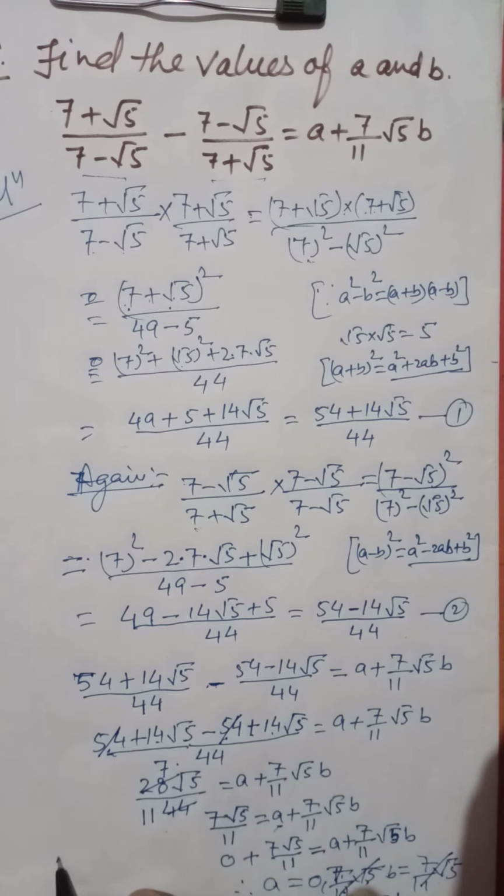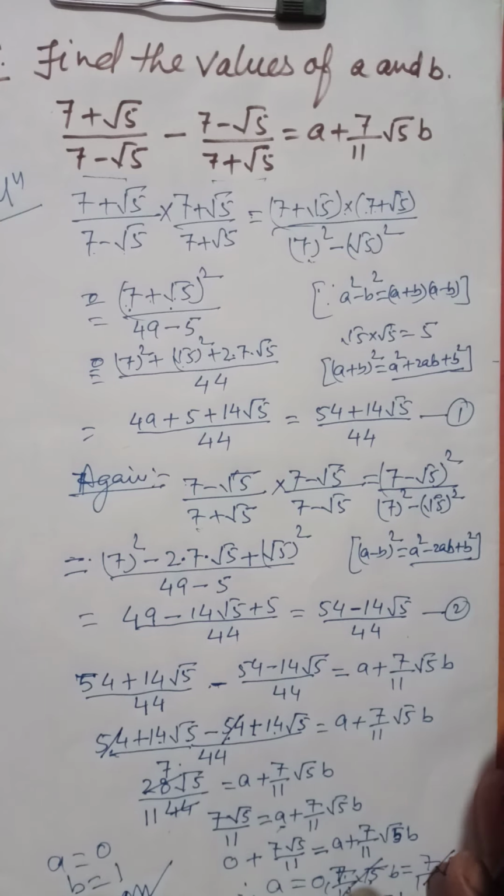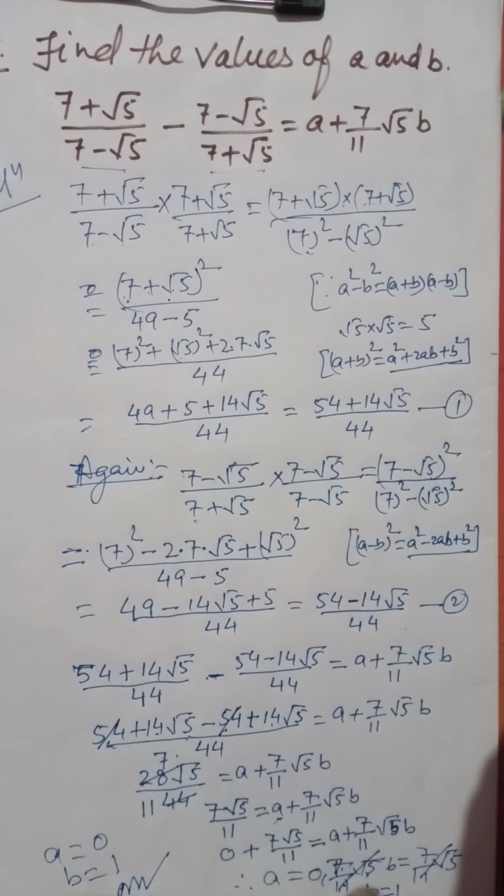So our answer is a equals 0 and b equals 1. So the values of a and b are a equals 0 and b equals 1. This is our answer. Okay. Thank you.